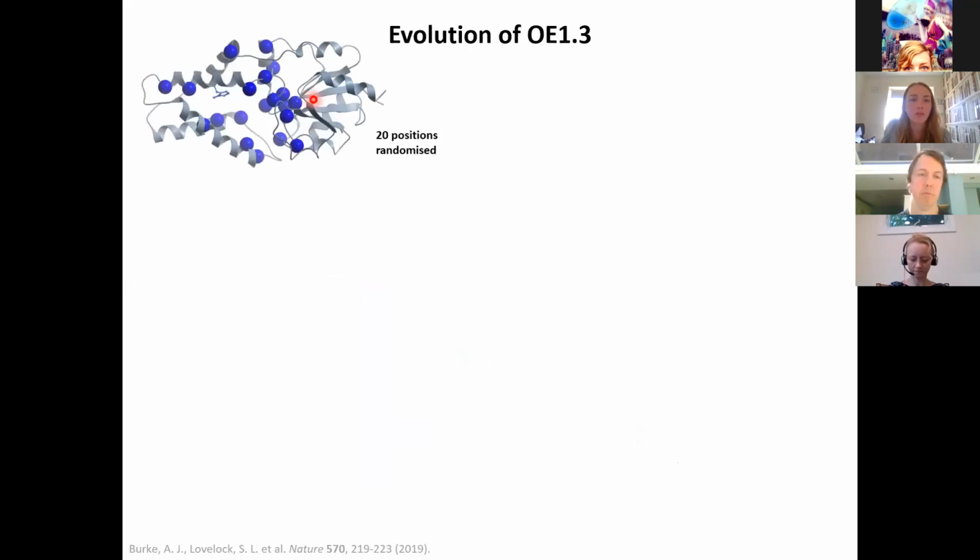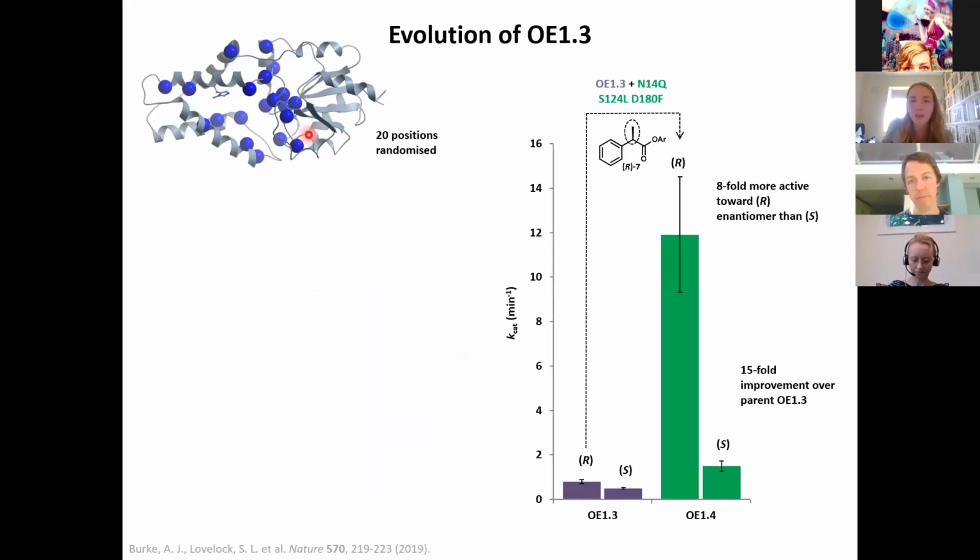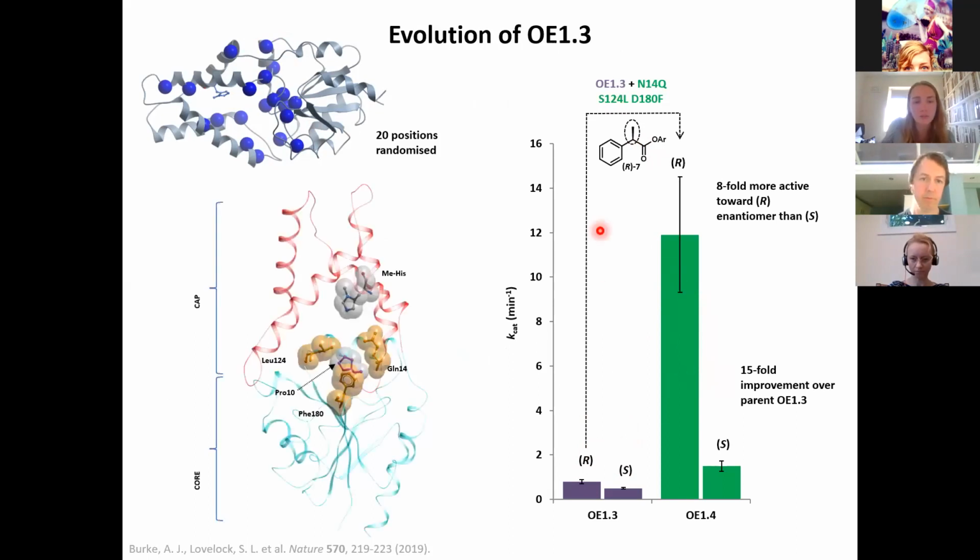So this led me to want to do a further round of evolution. I started with OE 1.3 and picked 20 positions, focusing on this hinge region in the protein and around the active site. And you can see here that after the installation of 3 new mutations, we've now got another 15-fold increase in activity towards a single enantiomer. And we've now got an 8-to-1 preference towards the R enantiomer, compared to about 1.5-to-1 in the previous variant. These 3 new mutations we can see on this model here. They are actually all in the hinge region of the protein, and sort of focused around this proline 10 mutation that we installed in the last round. So again, this highlights the importance of this hinge region in the protein and its relation to activity.